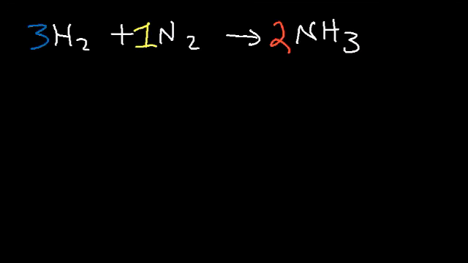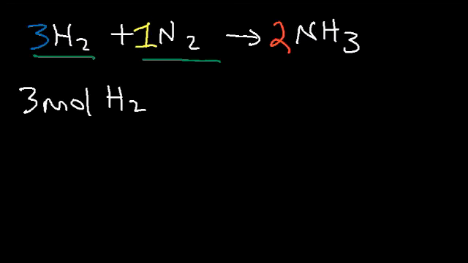Now, let's say we have 5 moles of H2. How many moles of N2 will react with 5 moles of H2? Now, before we answer that question, you need to understand the concept of the molar ratio. Notice that the molar ratio between hydrogen and nitrogen is 3 to 1. So what this means is that 3 moles of hydrogen gas reacts with 1 mole of nitrogen gas.